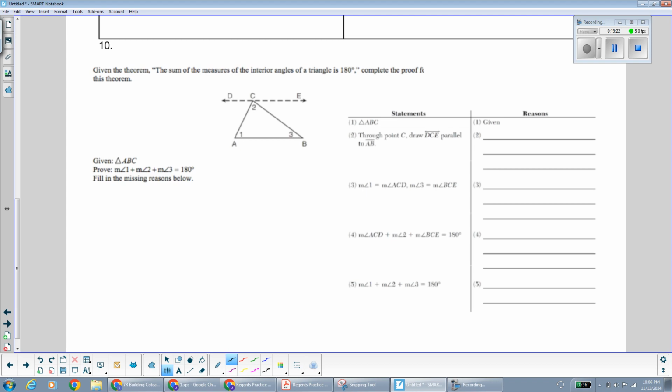Here we have our last proof, and we're actually doing a proof that we did in class when we first learned about the triangle sum theorem. And we're proving that all 3 angles of any triangle have to add up to 180 degrees. Okay, number 2 is a little bit tricky. It's asking why you're able to draw this auxiliary line, this line that's parallel through point C, parallel to AB.